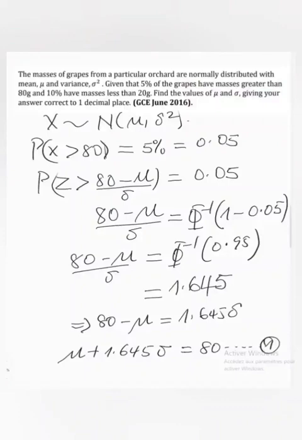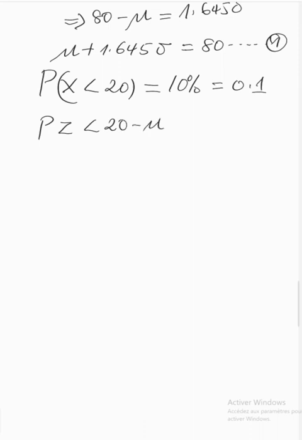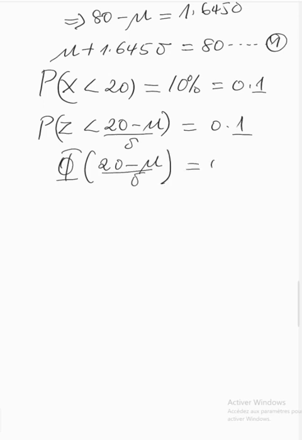The other part of the question says 10% have masses less than 20 grams. So we have that P of x less than 20 equals 10%, which is equal to 0.1 when you divide 10 by 100. So again, we standardize: P of z less than the x-score minus the mean all over the standard deviation should give 0.1. 0.1 being less than 0.5, it means that our z-score here has to be negative. So we know that phi of 20 minus mu all over sigma should be equal to 0.1.